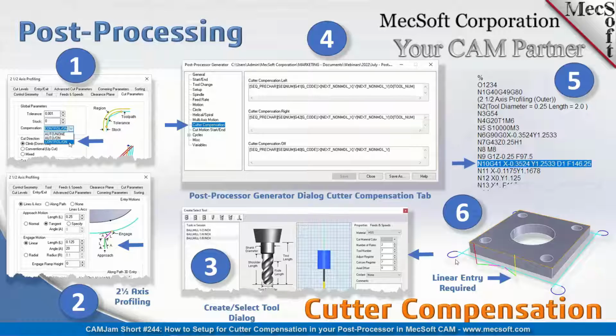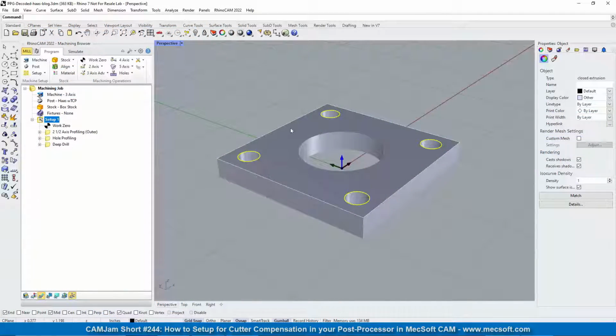Now you see that there's some arcs in this path. Once you have a linear entry, it's going to stay on till you get to the end. I hope that covers everything on cutter compensation. Obviously, cutter compensation is a more complicated topic. If you have questions, you can ask us here, or you can send us an email at support@MecSoft.com.